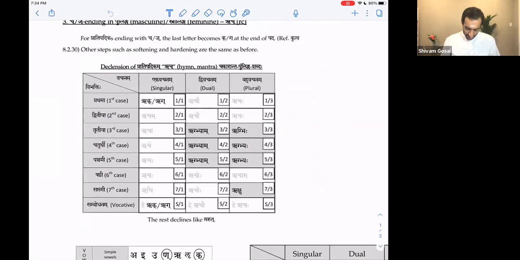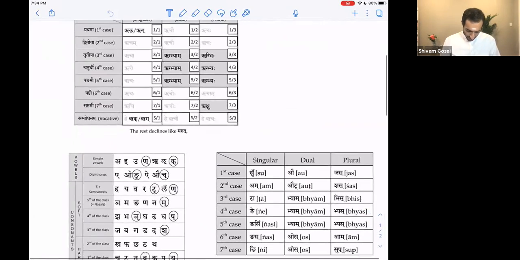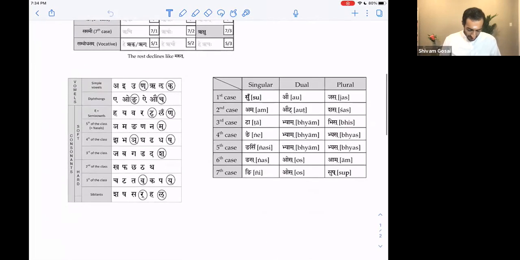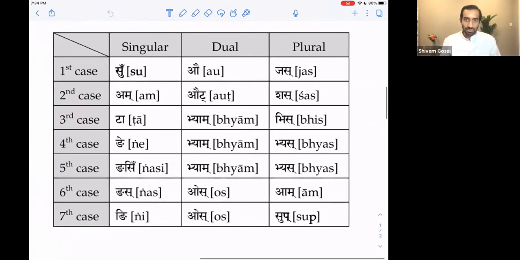So this is, right, we're just adding the su-au-jas endings to it. So let's chant the su-au-jas together, just to remind ourselves of that. Om su au jas am auT shas TA bhyam bhis. Fourth case, Ne bhyam bhyas ngasi bhyam bhyas ngas os Am Ni os sup.